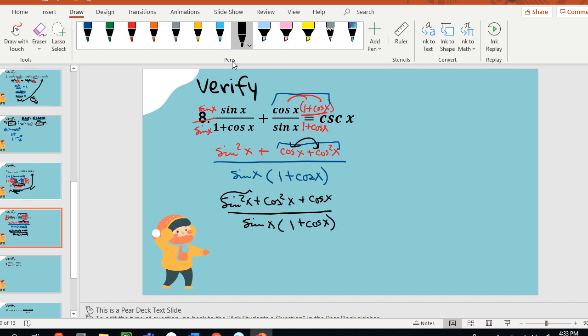And then this right here is Pythagorean identity. It becomes 1. So I'm left with 1 plus cosine x all over sine x times 1 plus cosine x. And I had kids in 7th period go, oh my gosh, these two will cancel. You're right. They match exactly and they cancel. Leaves me a 1 on the top.